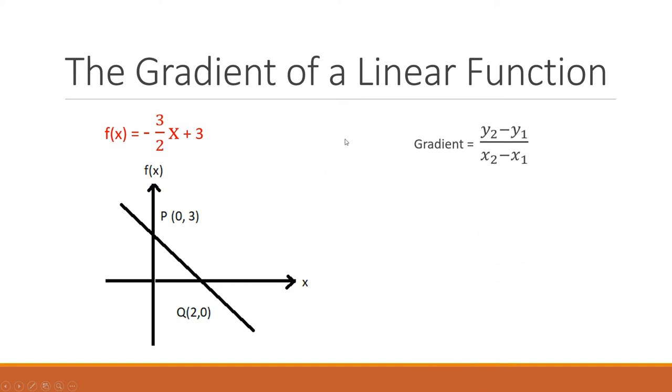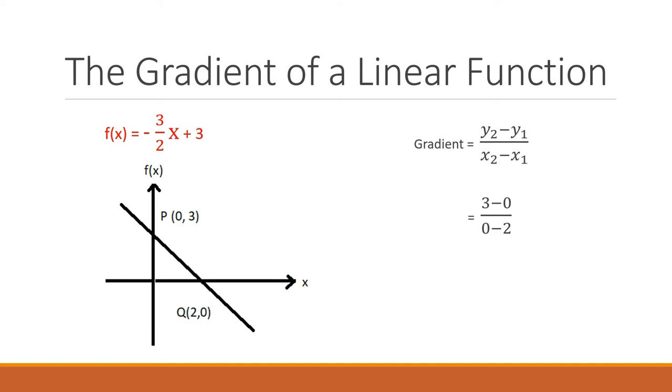Okay, so we know the gradient formula. It's the second y minus the first y, all over the second x minus the first x. y2 minus y1 over x2 minus x1. Now let's call these points some names. I'm going to call point P the second coordinate, so 0 is x2 and 3 is y2. Q is the first coordinate, so 2 is x1 and 0 is y1. And I'll just plug these coordinates into that formula.